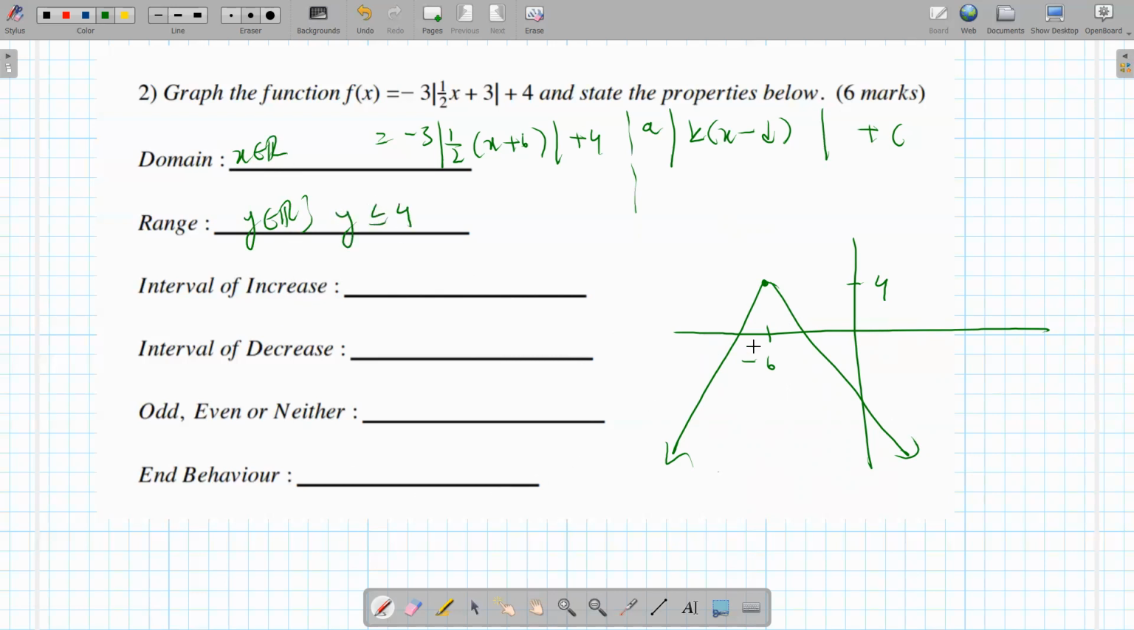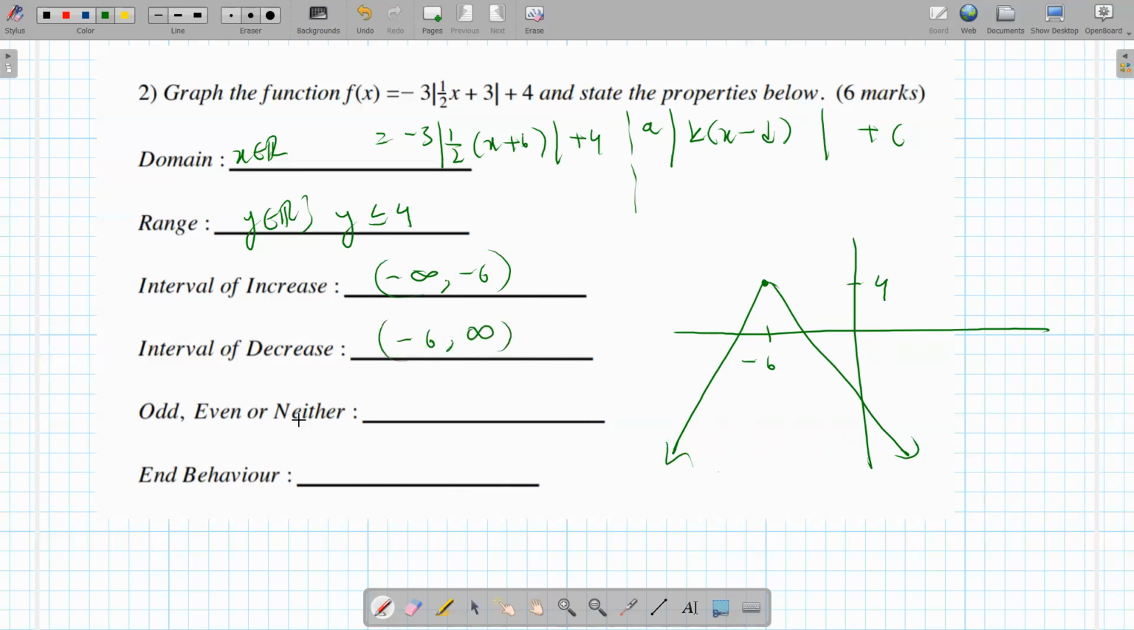Interval of increase. So that means where's this function increasing? From infinite to 4. No, this is gonna be in terms of x though. You look at the x values, yeah, but intervals every time it's gonna be with respect to x. So it's increasing all the way till here. So -6 to -infinity. It's increasing all the way there. And then decreasing is the opposite. So like -6 to infinite.